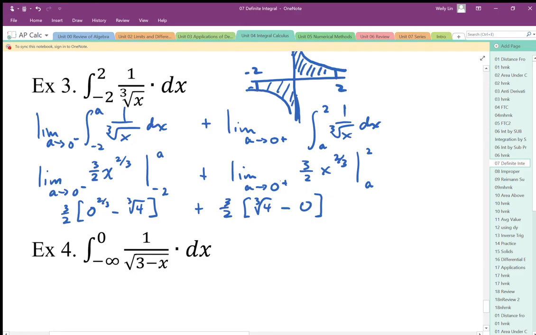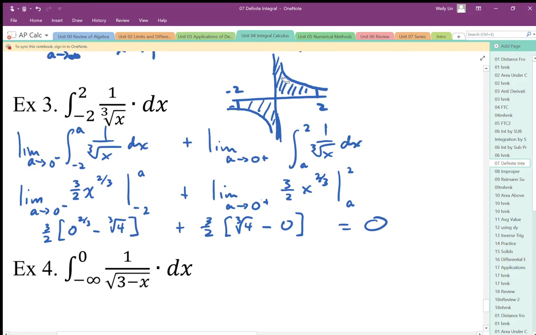And if I take a look, it's going to be negative 3 cube root of 4 plus 3 cube root of 4. Those two areas cancel out. So I end up with net area of 0, which is what I should expect because the same area is above and below. And if you tried integrating through that asymptote, you'll find that you get a little bit of an inconsistent value.